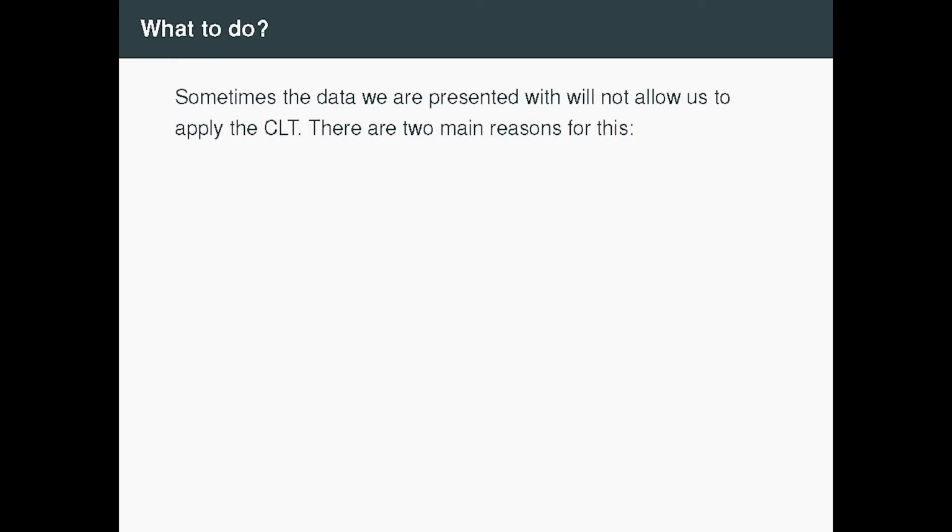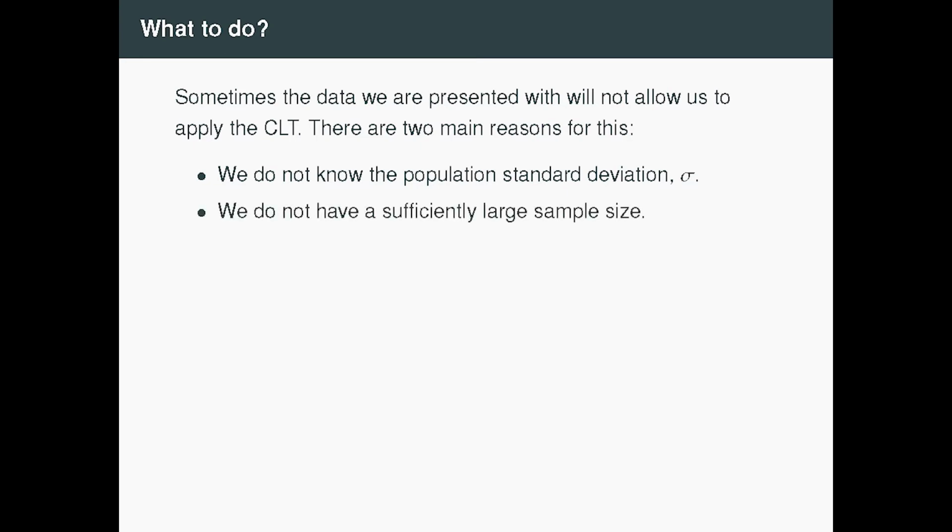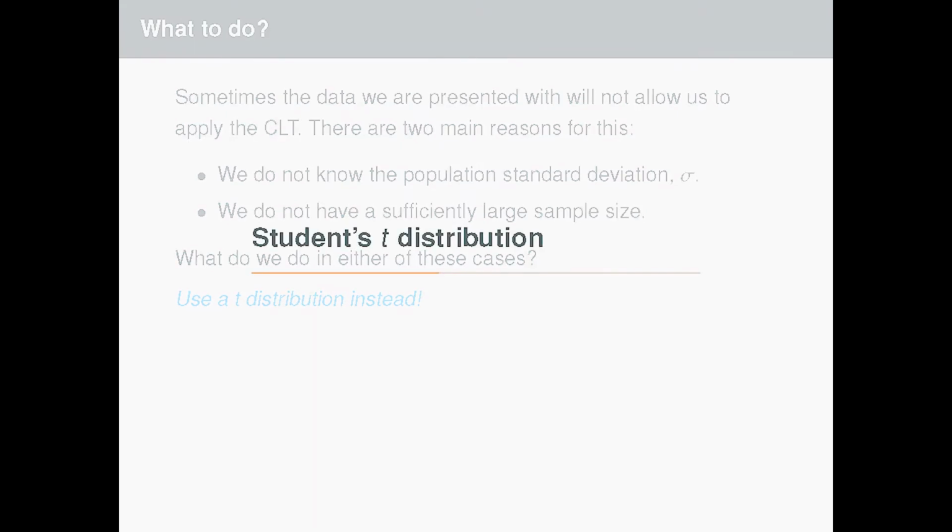There are two scenarios in which we will not be able to apply the central limit theorem. The first, and the usual one, is that we don't have access to the population standard deviation sigma. The second is that our sample size is not sufficiently large. So what do we do in either of these cases? Well, it turns out that there's another distribution called a t-distribution that we're going to be able to use instead.